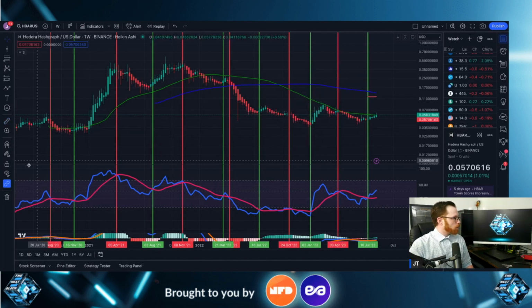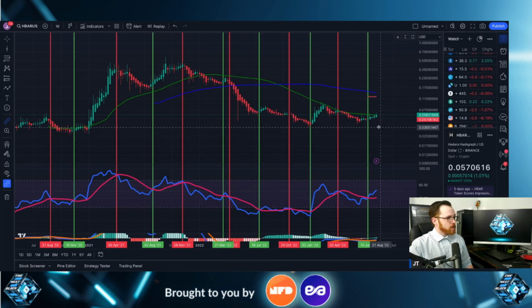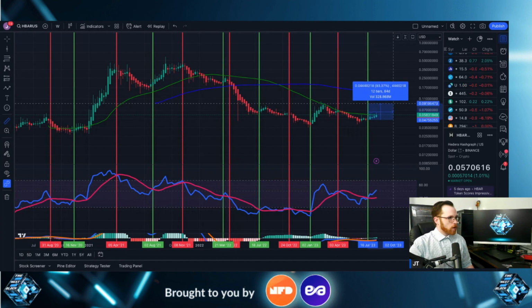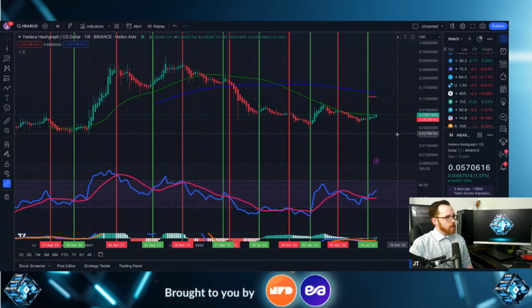Now, the most recent bullish cross on this RSI was back in July. So what's going to happen? We're going to see another 80%. 80% would bring it back to about 9 cents. Right now, it's at almost 6 cents. Are we going to see it do another 100-ish%? I mean, that would bring it to over 10 cents. Where are we going to see HBAR go?